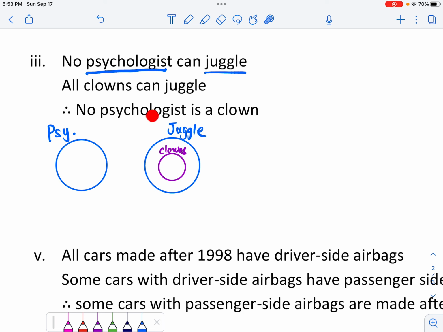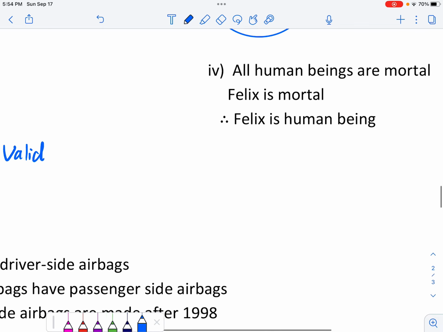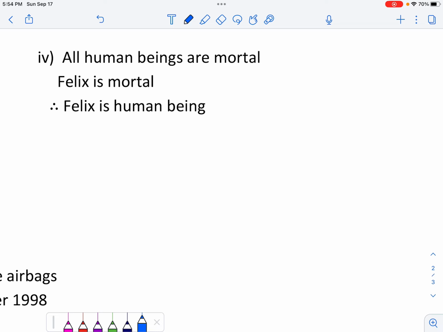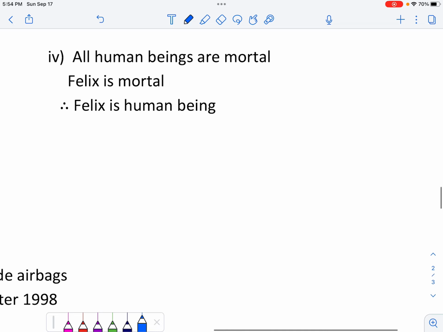Now, no psychologist is a clown. So let's pick an arbitrarily chosen psychologist. Which is right there, right? Just right there. Do you see that it's not inside the clown set? Therefore, this is a valid argument. So valid. Right. So I think we have done a few, and if you want to pause and try the next one, very welcome to do that, strongly encouraged to do that.